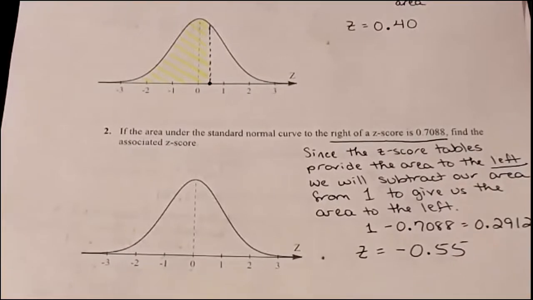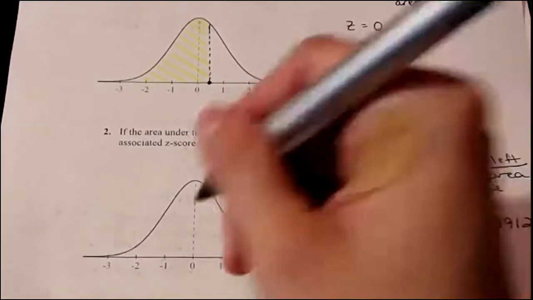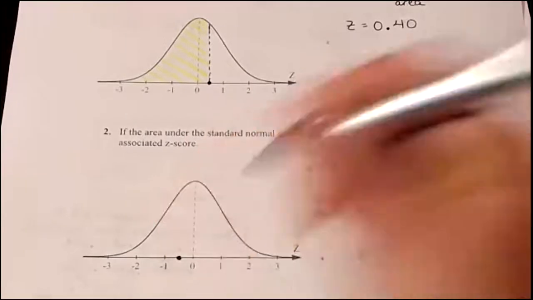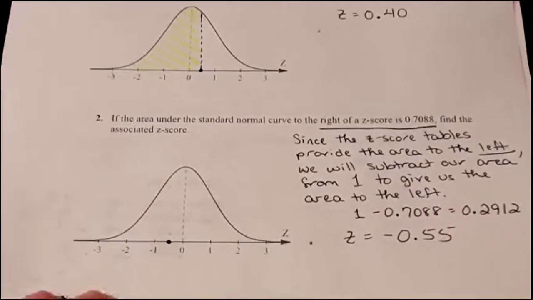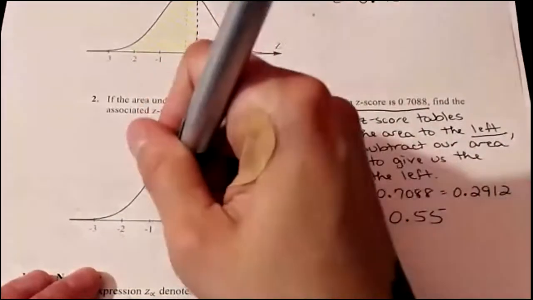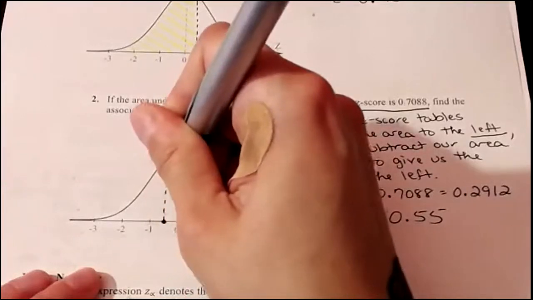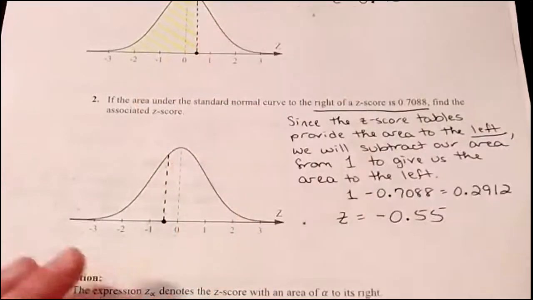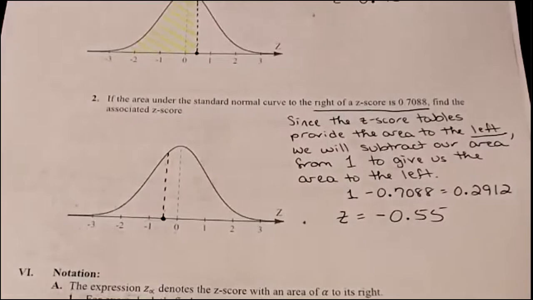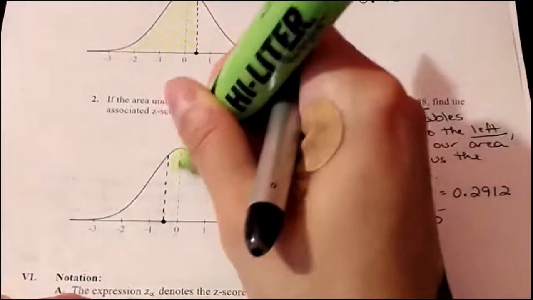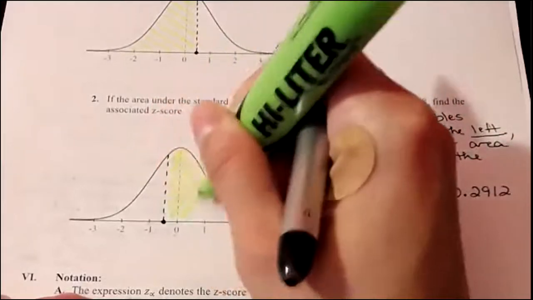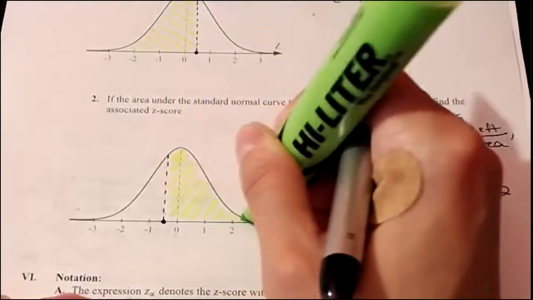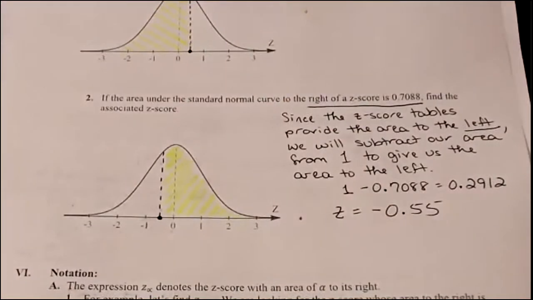Good, very, very nice. If we plotted that point, negative 0.55, which is about here, we draw our dotted line up. And we are told the area to the right is 0.7088. So we're going to shade the area to the right, because this is the region being referenced right now. What questions do you have?